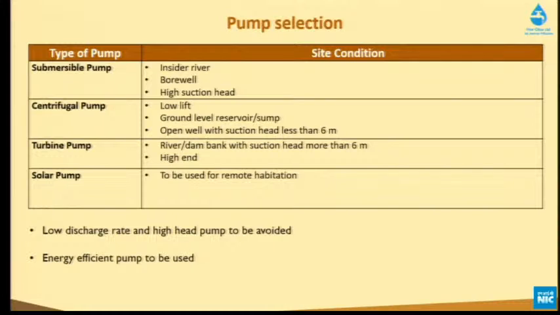Once we have designed based on theory, what should be my discharge and head, and you select the pump capacity, always consult the manufacturer. They will give you the best design depending on the system curve, what should be the optimum design for the pump, those things.